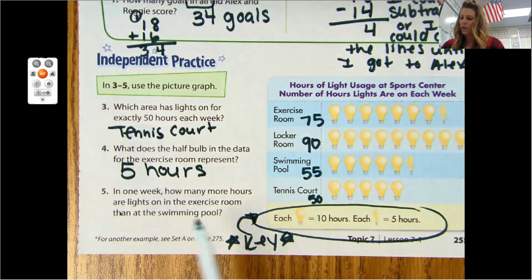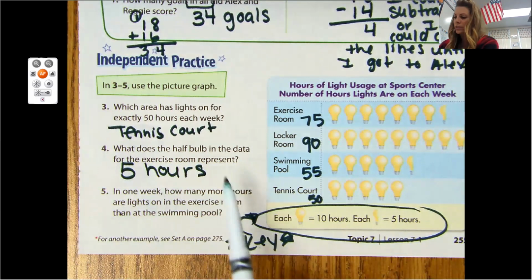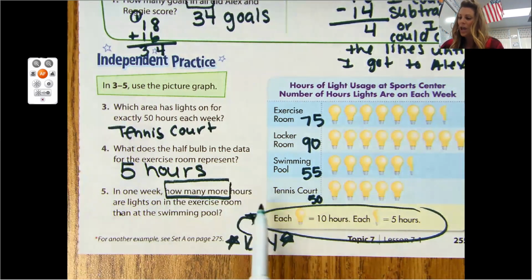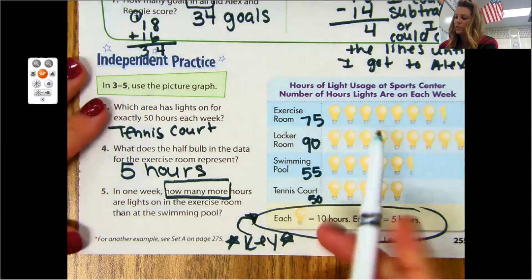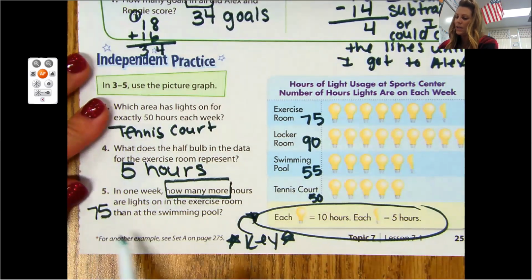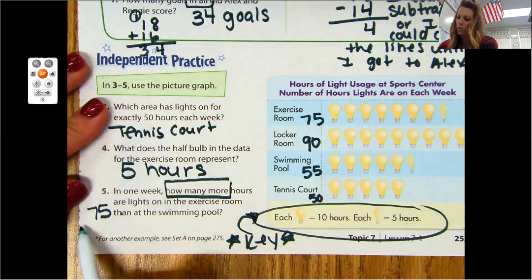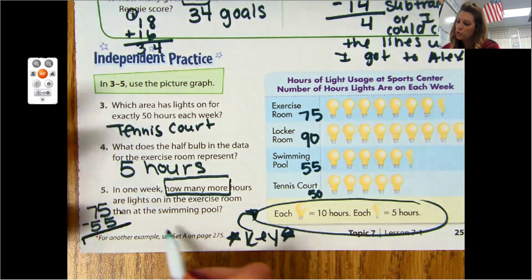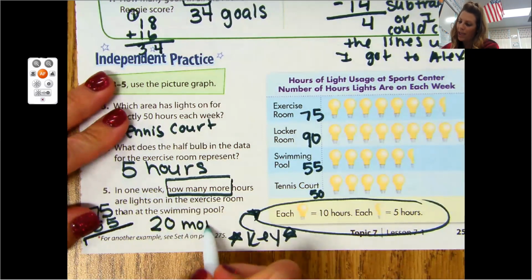All right, now let's look at this one. In 1 week, how many more? There's that word. What's how many more mean? Subtract. How many more hours are lights on in the exercise room? Okay, well, we've got exercise room is 75. Than in the swimming pool. So this is our problem. Go ahead and solve it. What do you get? What's 75 minus 55? You should have gotten 20 more hours.